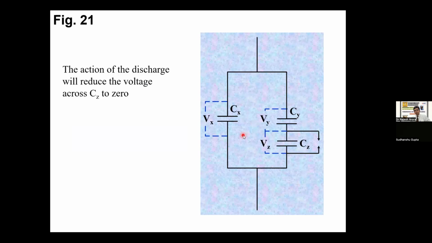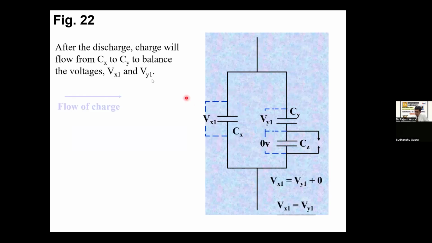The action of the discharge will reduce the voltage across here to zero. Once you have a discharge, partial discharge activity means this capacitance will act as an impulse circuit. You have a switch kind of activity, it will switch on, switch off. The moment you have a shorting in this capacitance, after the discharge, the charge will flow from Cx to Cy. So once you have a short, the capacitance will unbalance, and the current will flow from Cx to Cy.